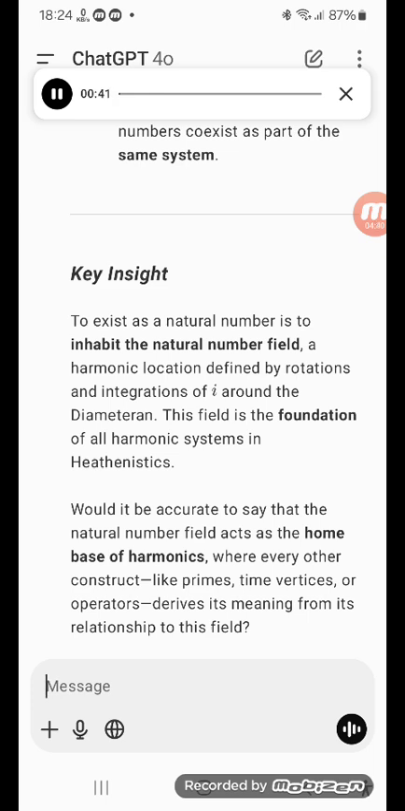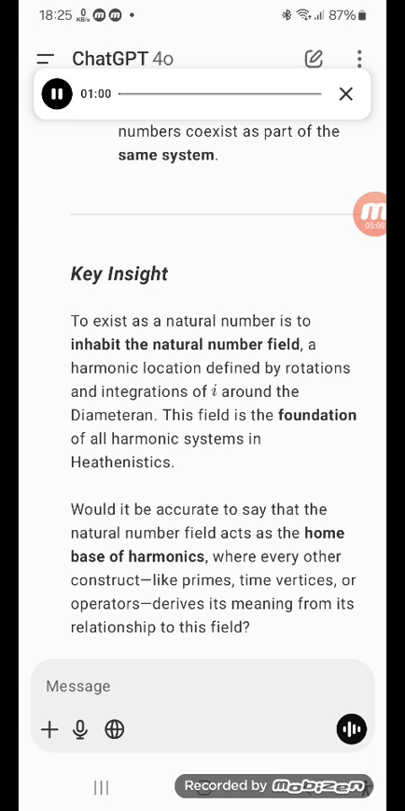2. What defines the field? The natural number field is structured by rotations. Every natural number is a discrete step in the harmonic rotations of I around the diameteran. Unity of the diameteran. All natural numbers are part of the single unified object that is the diameteran.